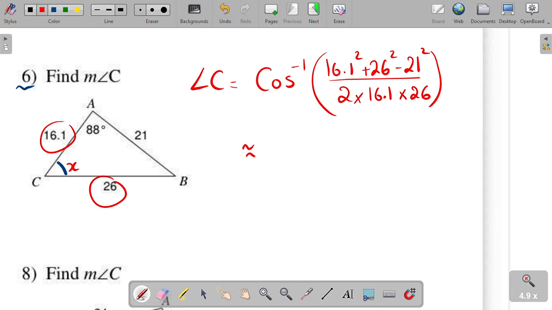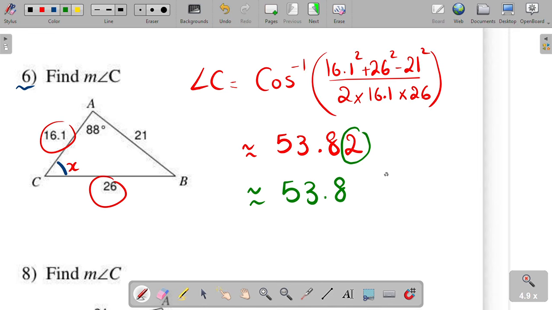The answer is going to be 53.82, and a lot of decimals after that, which I don't need. Now I ask myself as usual, is the second digit 5 or more, to give 1 to the number before? No, it's not, so my answer stops at 83.8. Clear? Okay, so this is my angle C.